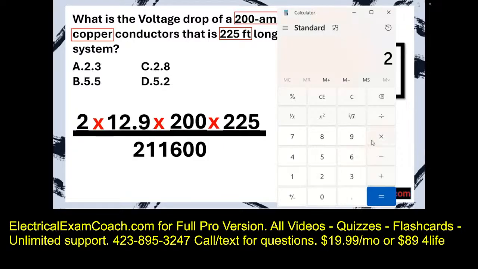We take 2 multiplied by 12.9 equals, multiplied by 200 equals, multiplied by 225 equals, and then we divide that by 211600. And it's as simple as that. That lets us know that we have a 5.48, which we would round up to 5.5 voltage drop on this circuit. And we select B. Great job.